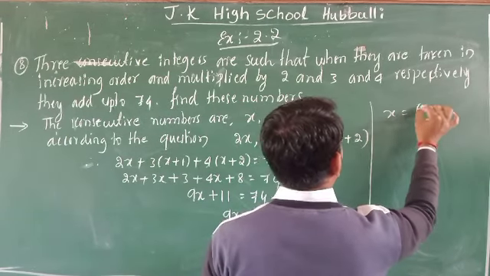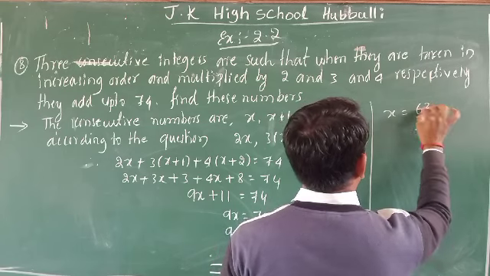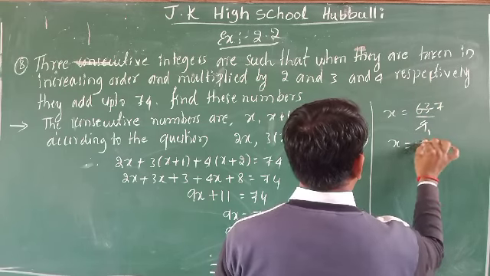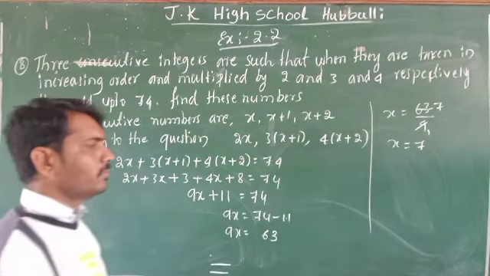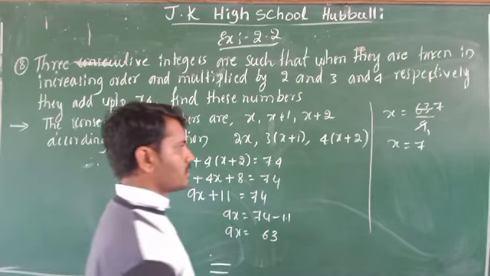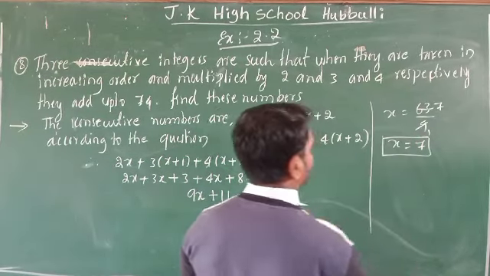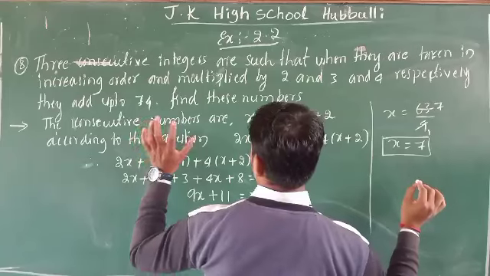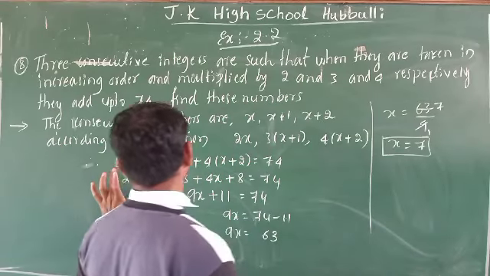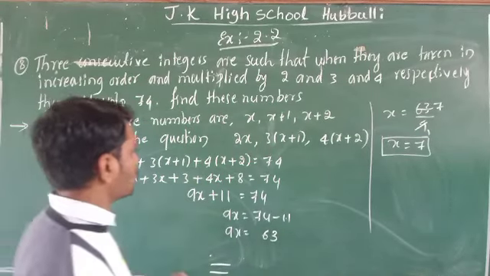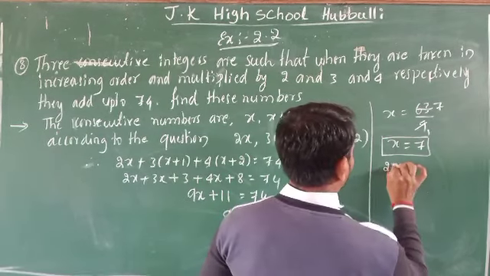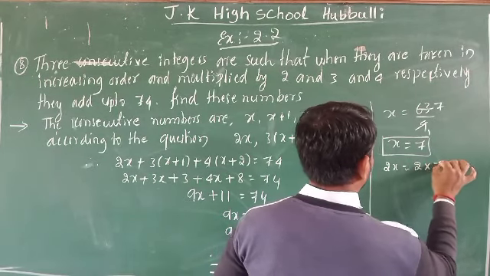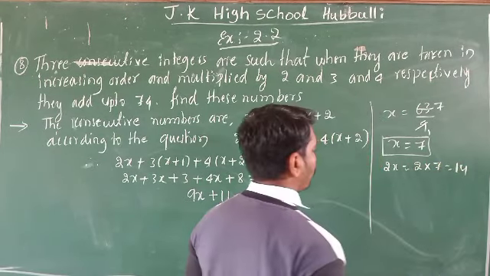x is equal to 63 divided by 9. 9 ones are 9, 9 sevens are 63. So what is the x value? The x value is 7. Clear? First term is what? 2x. So we should write here 2x, 2 into 7, 14.